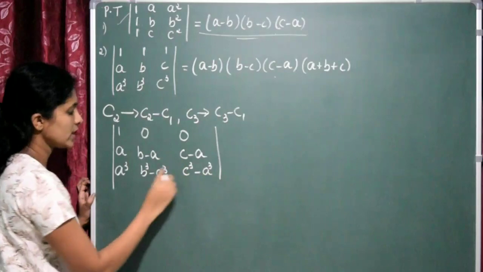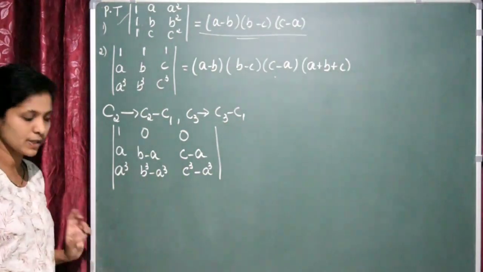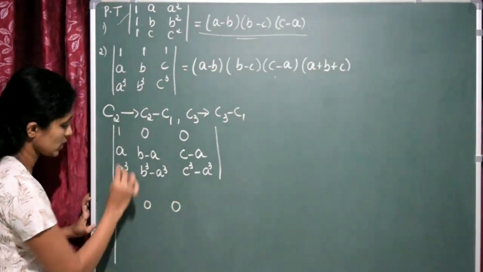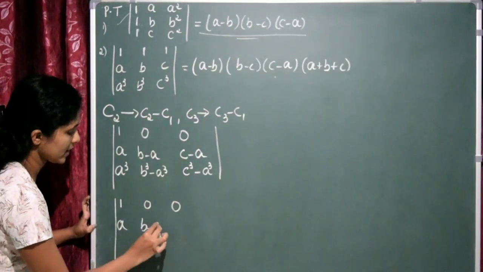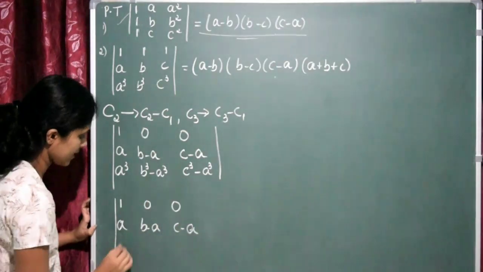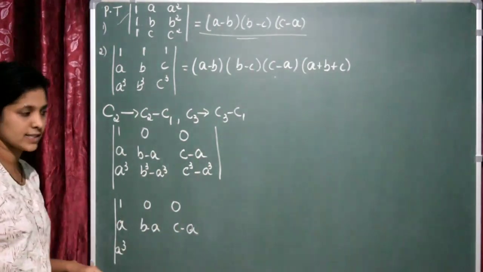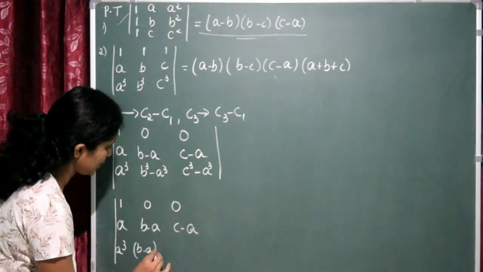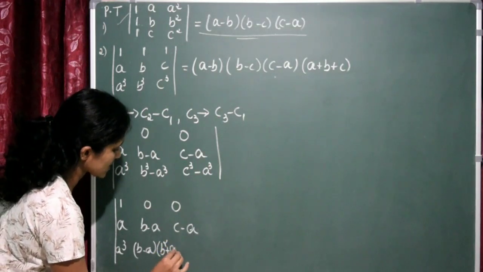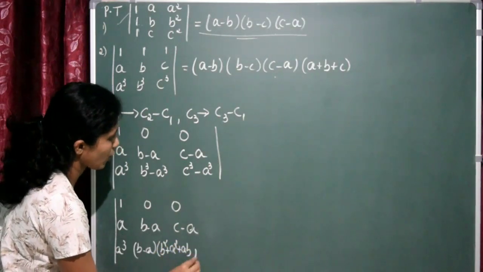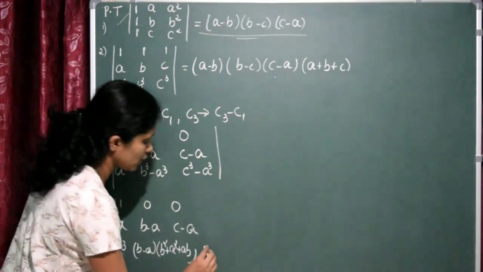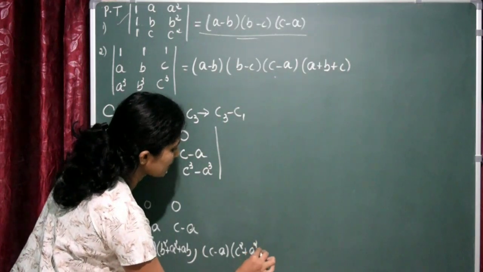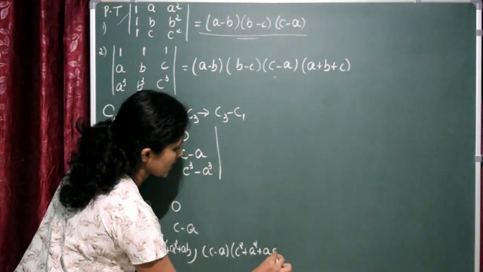Now we will expand this one. To expand this, you should know the a cube minus b cube formula. I hope you know this formula, right? 1, 0 and 0. So this is as it is, a, b minus a, and this is c minus a, and this is a cube. What is b cube minus a cube? You know that it is equal to b minus a into b square plus a square plus ab. This is the formula. Similarly, c cube minus a cube will be c minus a into c square plus a square plus ac. Is it clear?